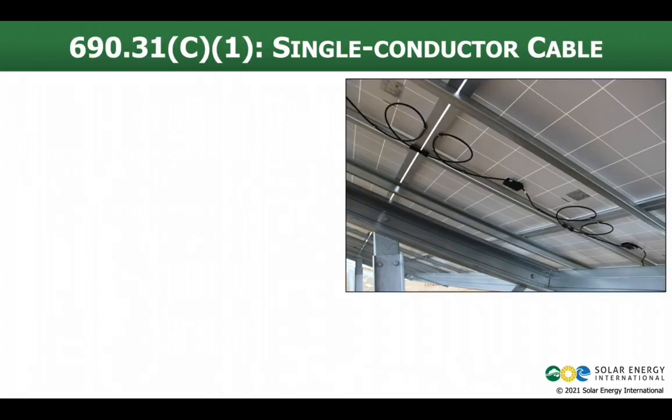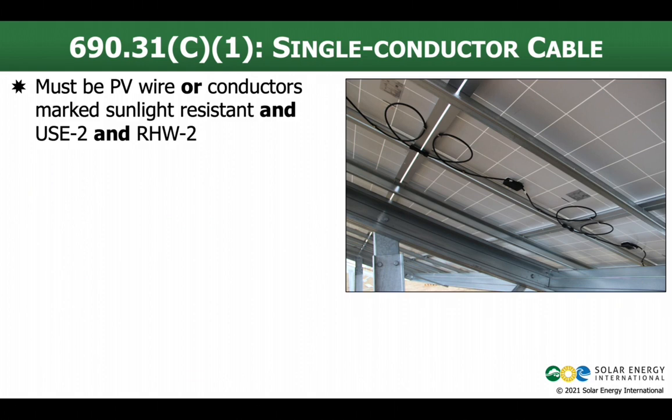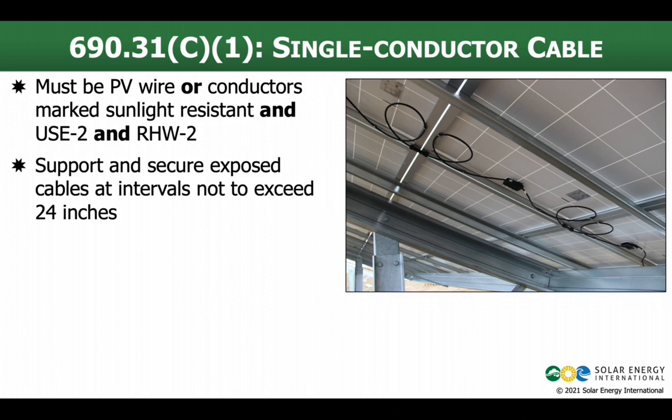The single conductor cables have some specific requirements, and that is that they have to be PV wire or a conductor that's multiple rated as USE-2 and RHW-2 and also marked as sunlight resistant. The sunlight resistant is critical because that's not necessarily a component of either of those two wire types, so we need all three of those to be on there in order for that to be okay. A lot of people are going to use PV wire, but that is an option as well.